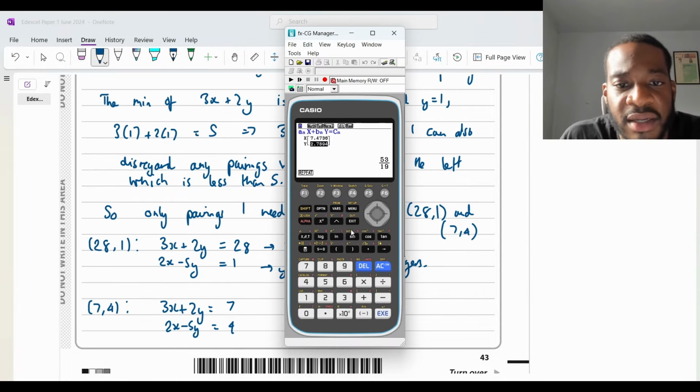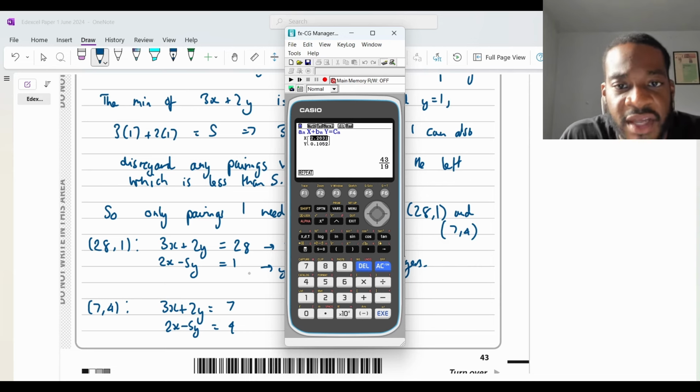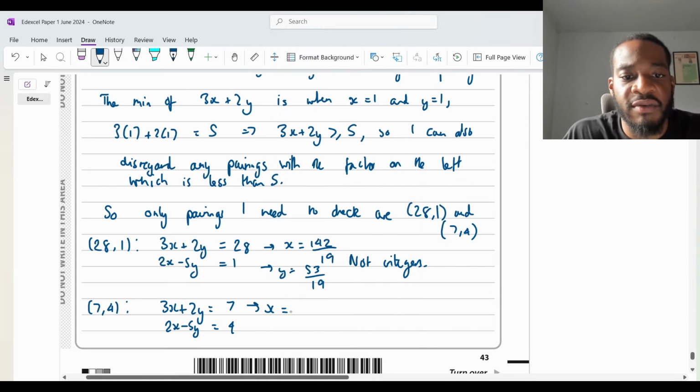So I'm going to go back. I'm going to change that. I'm going to just change this to 7, aren't I? So change that to a 7 like that, and then change that one to a 4. Change that to a 4 like that. And then I get 43 over 19 for x. So x equals 43 over 19. And then y is going to equal, what is y?